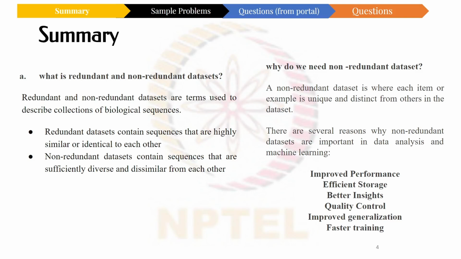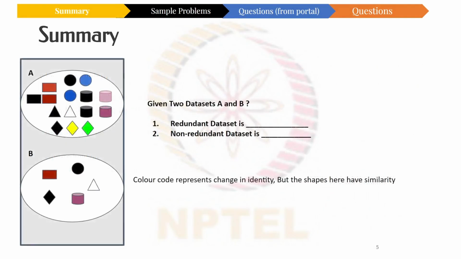So to understand redundant and non-redundant datasets, here I've given a collection of some geometric objects. Based on this, can you answer what is a redundant dataset and what is a non-redundant dataset? Given here are two sets of data which have a collection of geometrical objects. B is non-redundant.